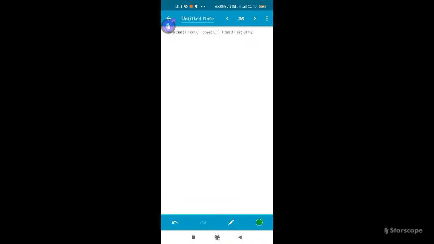Let's move on to the next question now. We have to prove that 1 plus cos theta minus cosec theta into 1 plus tan theta plus sec theta is equal to 2. So I guess this is going to be very easy. I guess you also have understood from whatever we have done yesterday, that we have to simply convert this cot thing, cosec thing, and tan and sec thing into the normal values we know in terms of sine and cos, and then we will get the answer easily. So let's give it a try. Let's try to see if we are moving correctly.